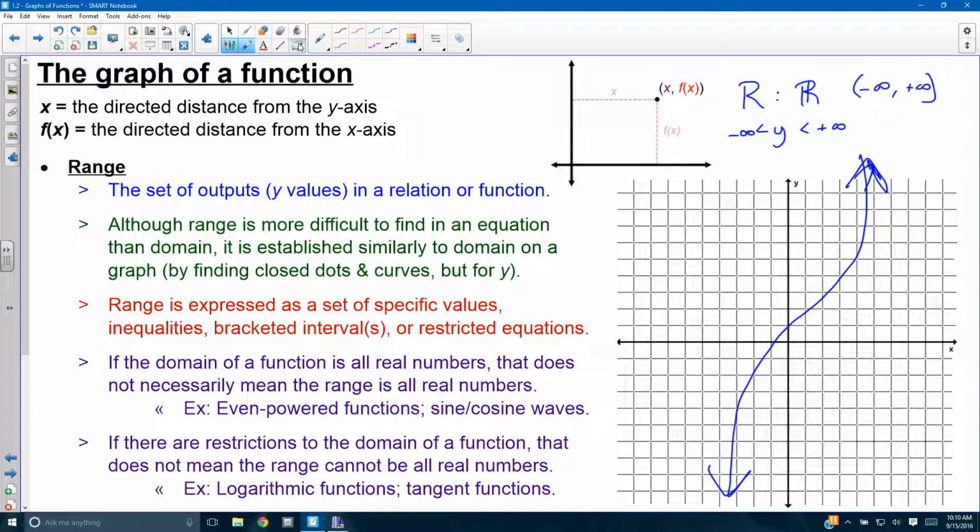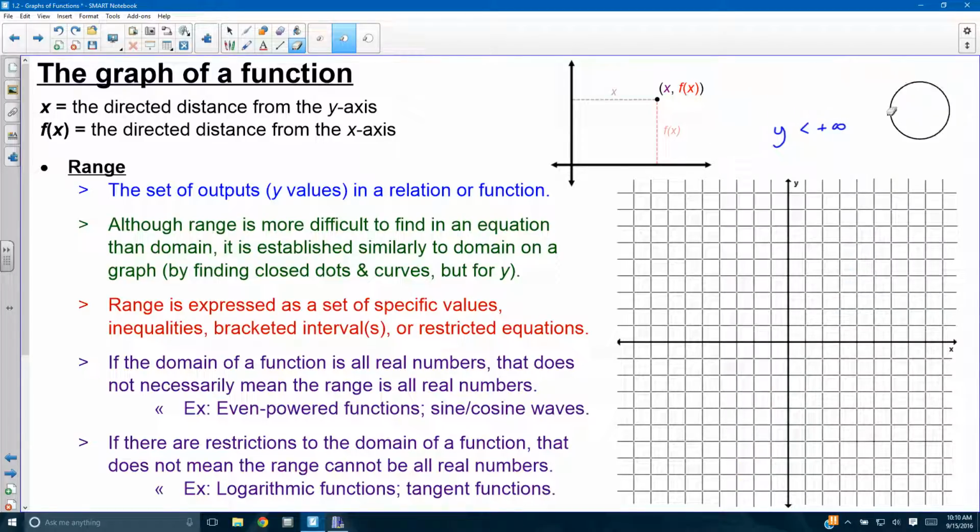Okay, let's take a look at a case now where you have a domain of all real numbers, but a range is limited. A lot of parabolas. Let's say, okay, this time I'll give you an equation. Y equals x squared plus 2x. Let's do x squared plus 2x, like that.